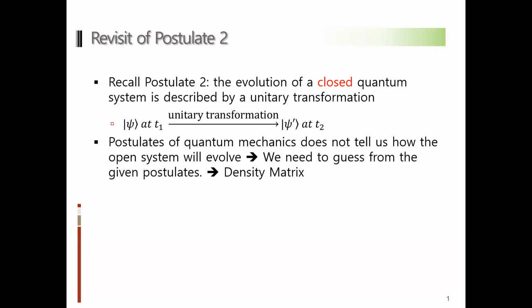And at the end of the last lecture, I also started to reconsider the second postulate. The issue with the second postulate is that its definition requires that the evolution of the quantum state can be described by a unitary transform only if it is a closed quantum system. So what is the meaning of a closed quantum system? At the end of the last lecture, I also gave you an extreme example of the open system.